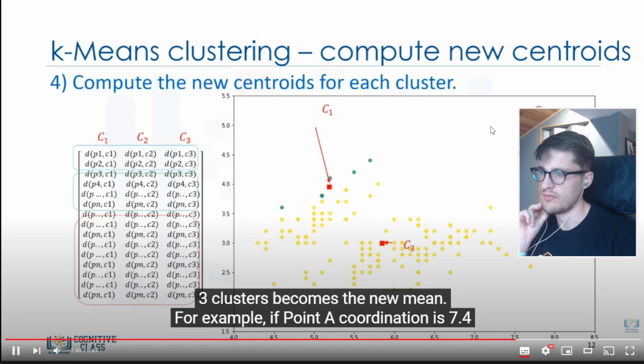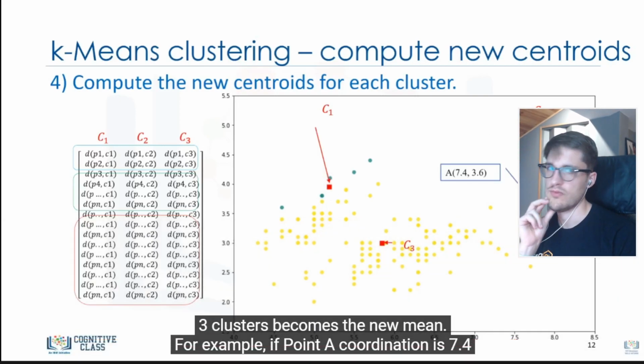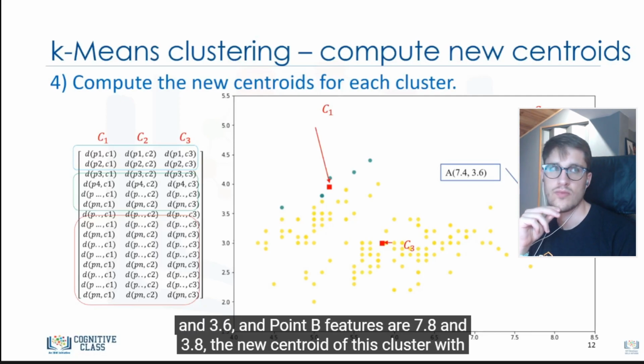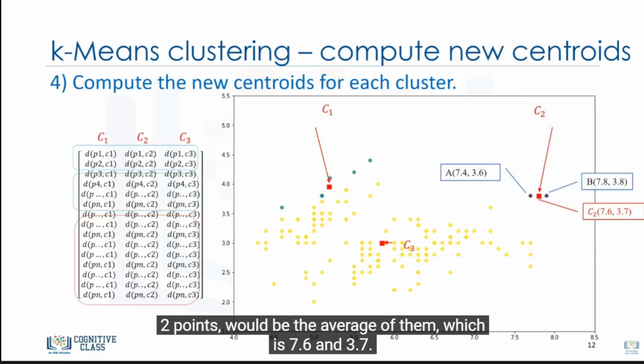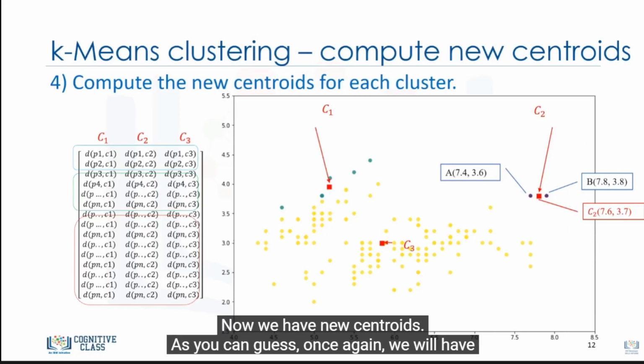For example, if point A coordination is 7.4 and 3.6, and point B features are 7.8 and 3.8, the new centroid of this cluster with 2 points would be the average of them, which is 7.6 and 3.7. Now we have new centroids.